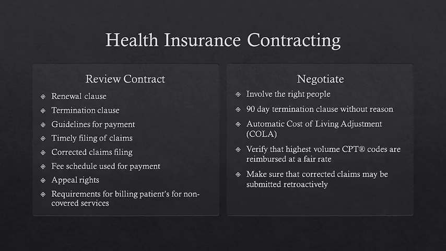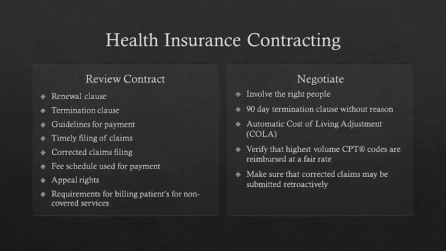Other language that you will want to verify in the contract are the guidelines used to process claims, timely filing limits for claims and corrected claims to make sure they are reasonable, which year's fee schedule will be used for claims payment, your appeal rights, and the requirements to bill a patient for a non-covered service. Negotiating with an insurance company is important to make sure it contains terms that are beneficial to your practice. Make sure to involve the right people from your practice, such as your office manager, coders, and billers.